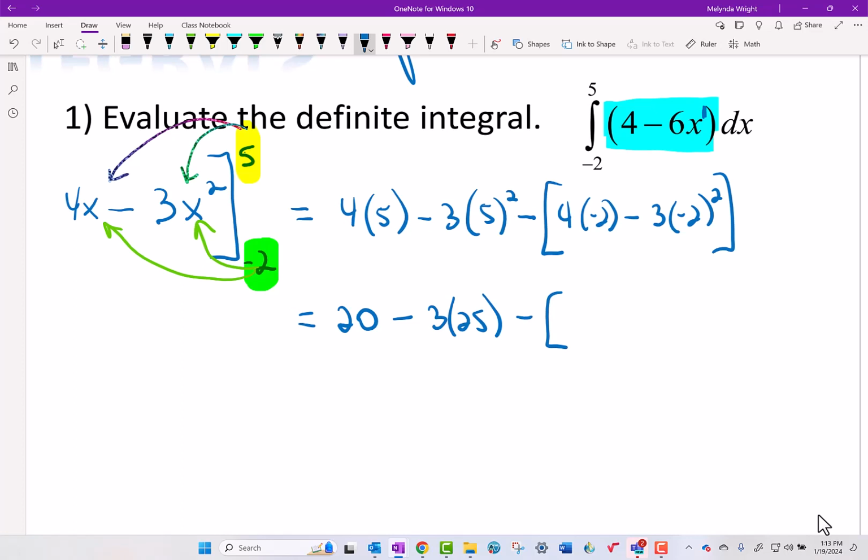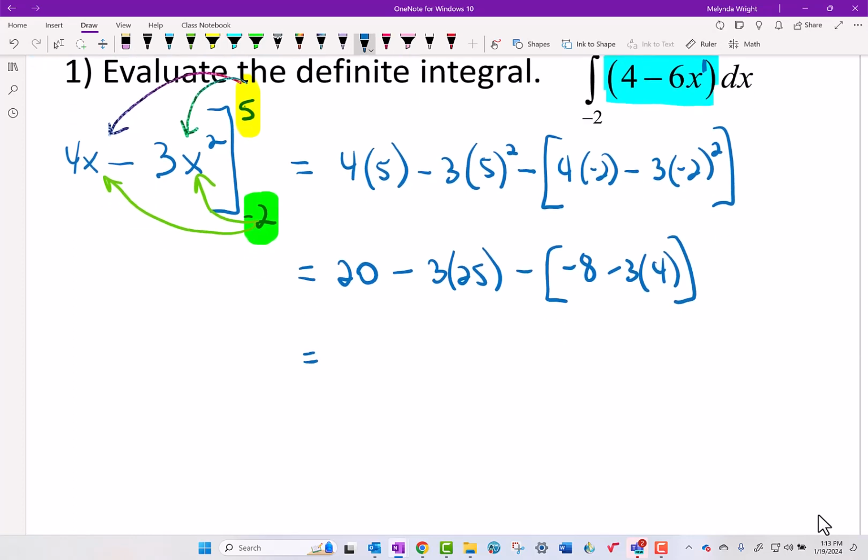So 4 times -2 is -8. Let's see, then I've got -3 times -2 squared, which is 4. I'm just taking it slow because I'm so terrible at arithmetic. All right, so 20 minus, let's see, 3 times 25 is 75.